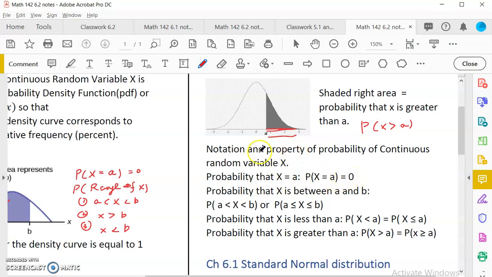Okay, so these are the properties and also the notation of how we use the area under the density function to represent probability.